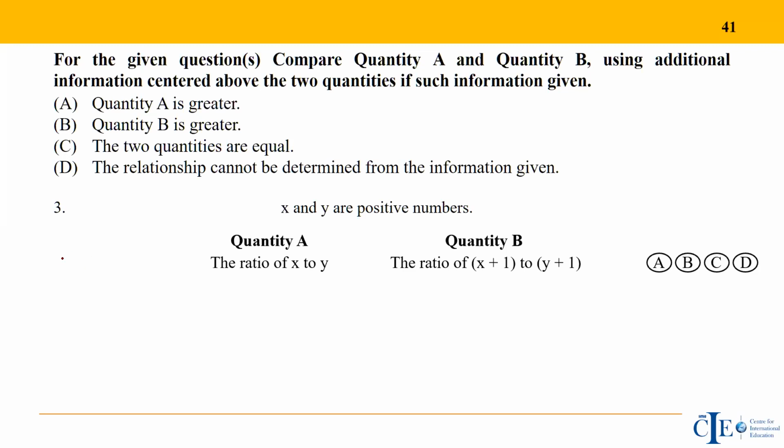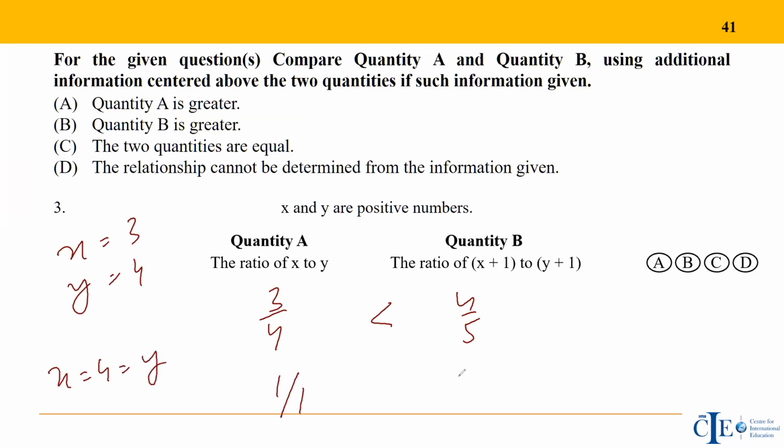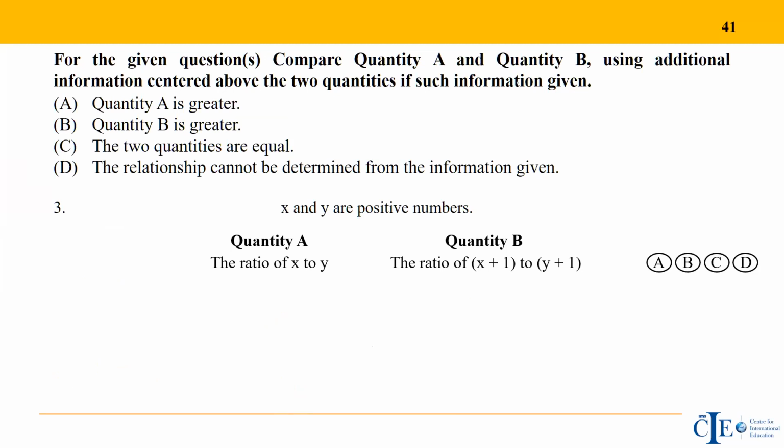Okay. So x and y are positive numbers, so we can take x as 3 and y as 4. This is 3 by 4, and this is 4 by 5. This is bigger. You can take 4 by 3 and then the other way, but you can also take x and y to be equal, x equals 4 equals y. So this is 1 is to 1 and this is also 1 is to 1. So they can also be equal in value. That's why it is D, since it is not given that they are distinct positive integers.